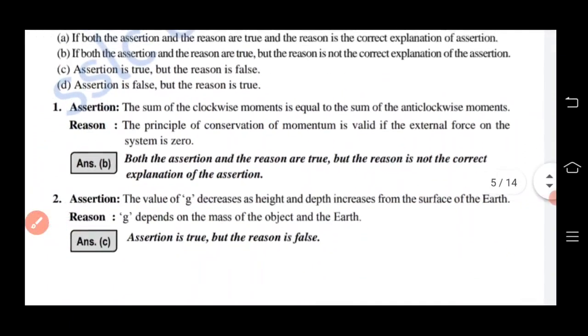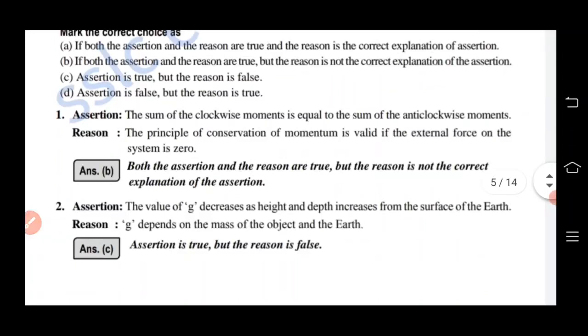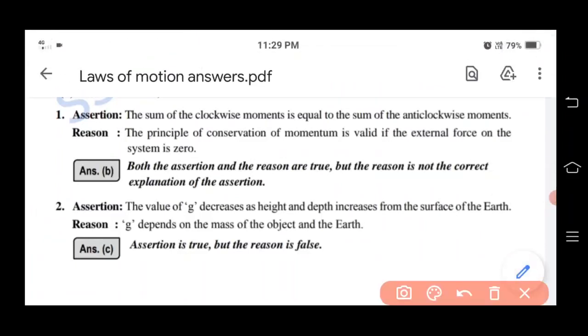And then the second one. The value of g decreases as height and depth increase from the surface of the earth is the assertion. The reason is g depends on the mass of the object and the earth. The assertion is true, but the reason is false, is the answer.